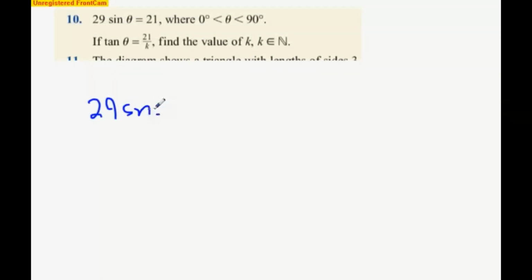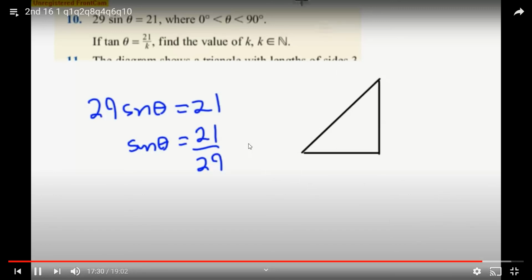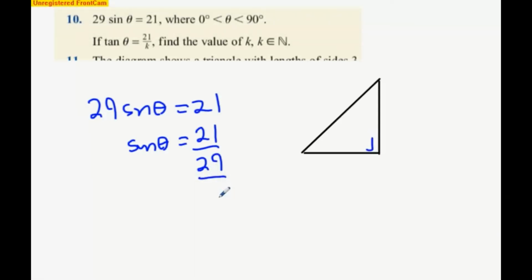Let's go to question 10. 29 sine theta equals 21. What we're going to do here is move the 29 underneath the 21. So we get sine theta equals 21 over 29. Then we're going to draw a right angle triangle and use Pythagoras Theorem to figure out what the missing side is. Because it's sine, we know the opposite is 21 and we know the hypotenuse is 29.